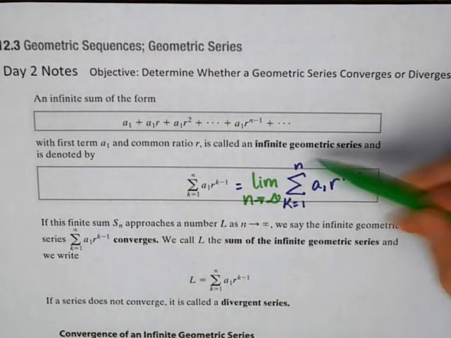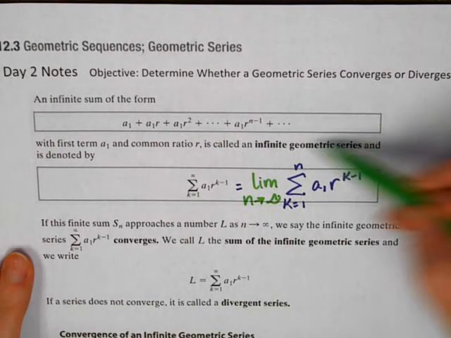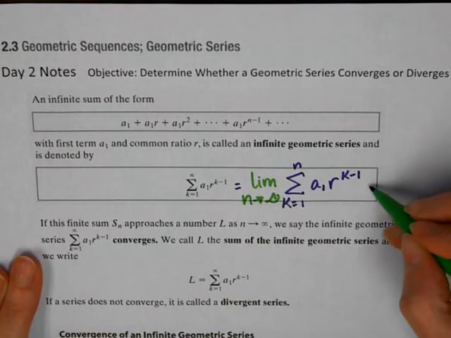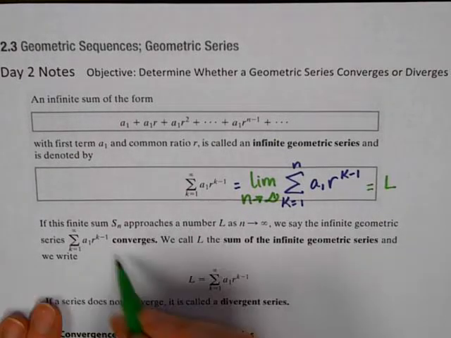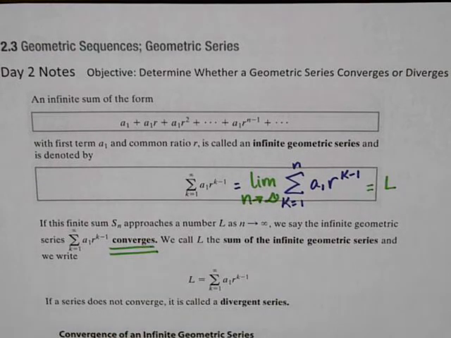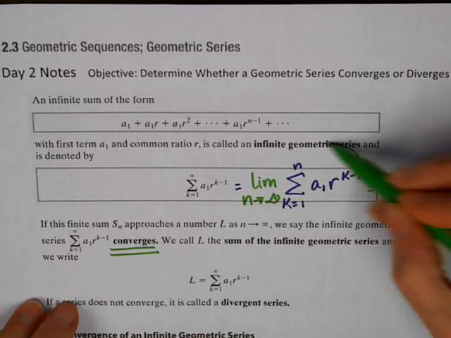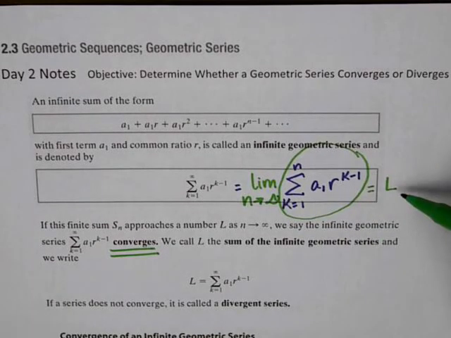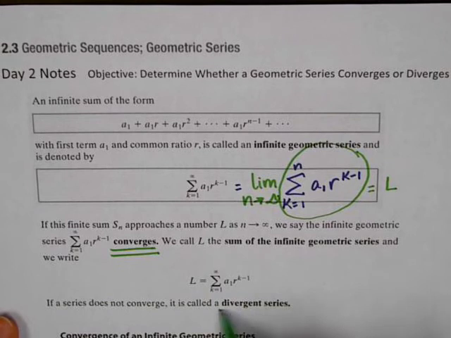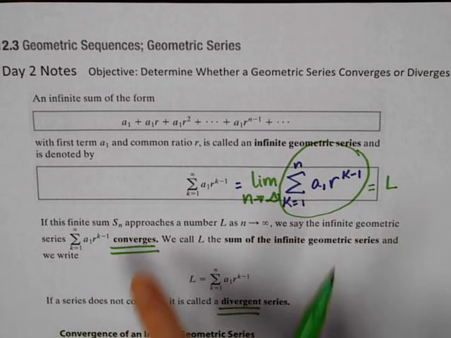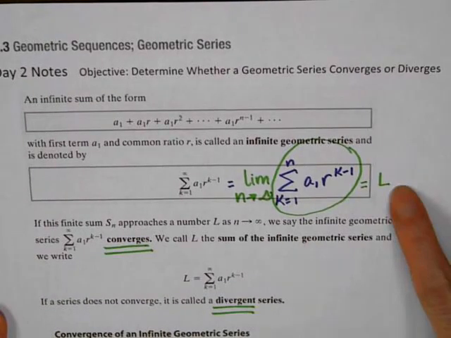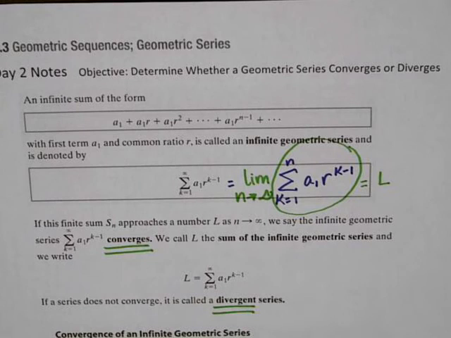So as n gets bigger and bigger, if this finite series approaches some number L, then we say that the series converges. If it doesn't approach some number L, then it is divergent. So two words, converge, diverge. Converge is if the finite sum approaches a number. Divergent is if it does not.